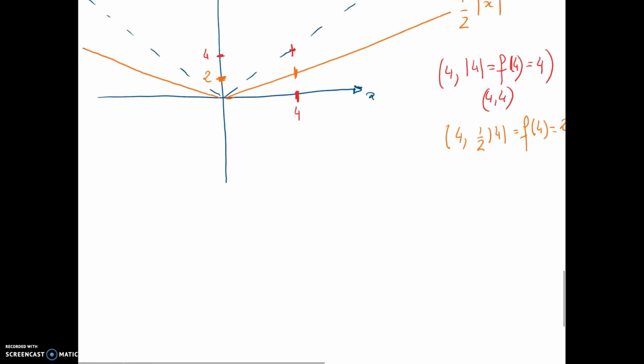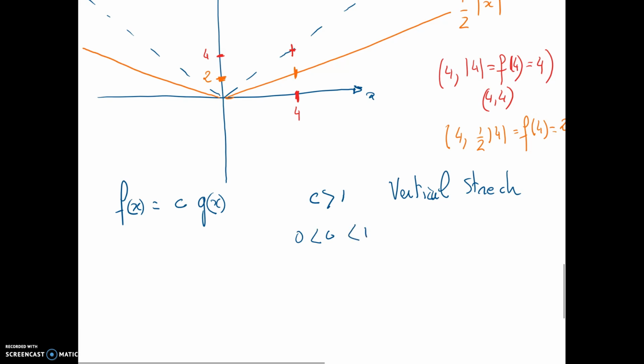Okay, so please guys, you must pay attention and you must know what you are supposed to know. So I'm just going to recap. If you have a function f of x and this function is equal to c, a constant, a number, multiplying another function, if c is greater than 1, you have a vertical stretch. If c is between 0 and 1, you got a vertical shrink.